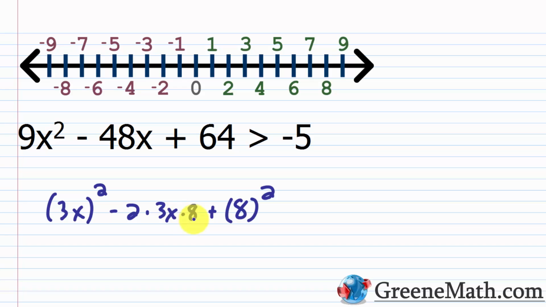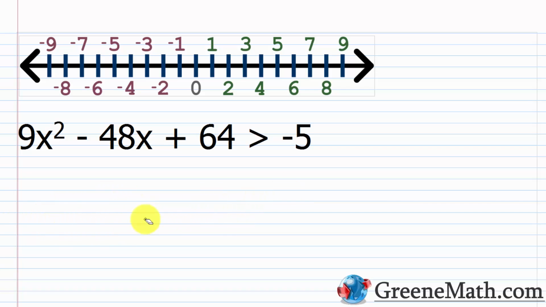Well, 2 times 3 is 6. 6 times 8 is 48. 48 times x is 48x. And you've got the minus there, so this is minus 48x, right? So this is a perfect square trinomial. That means I can factor it into a binomial squared, right? This would be 3x minus, because you have the minus there, the 8, that quantity squared.